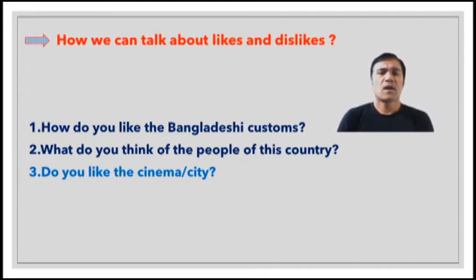Then come to the third question. Does he like the cinema? Does he like the city? Does she like the city? Do we like the city? Do they like the city? Does Kurim like the city? So in this way, we can ask questions to know whether someone likes or dislikes something.